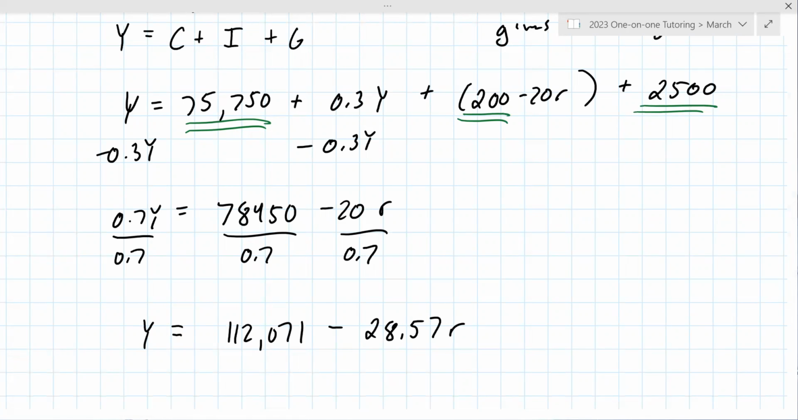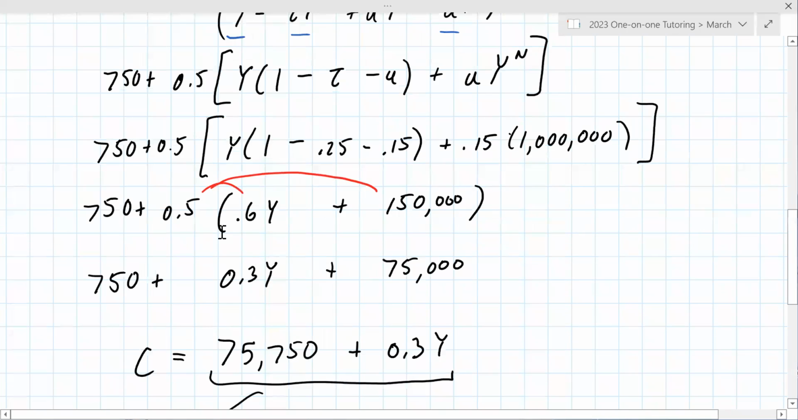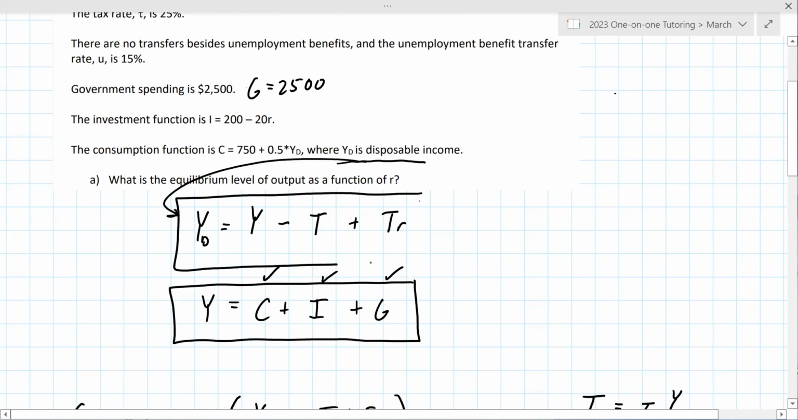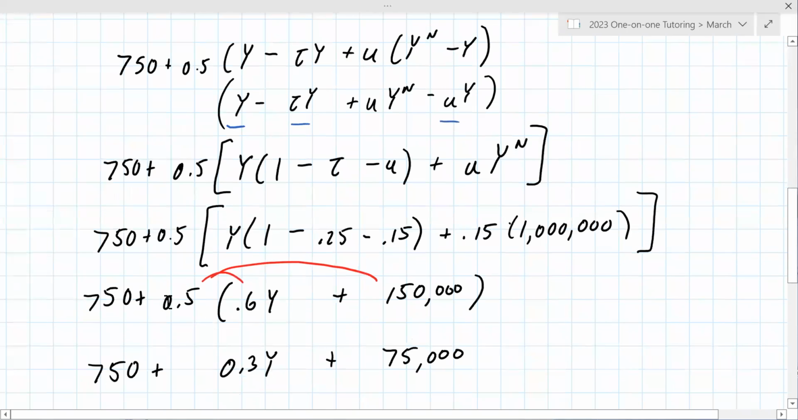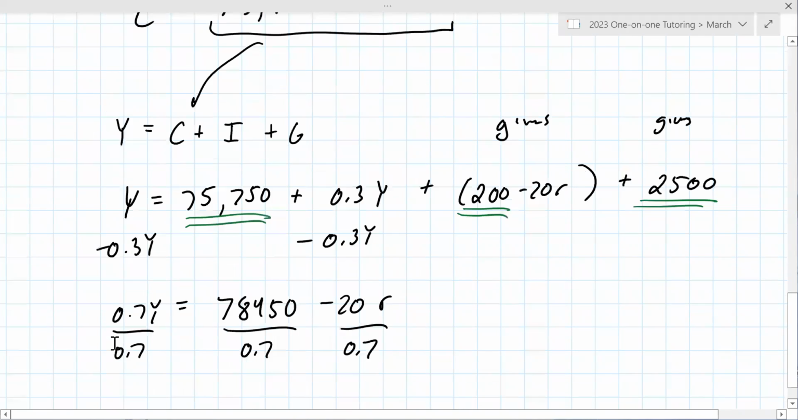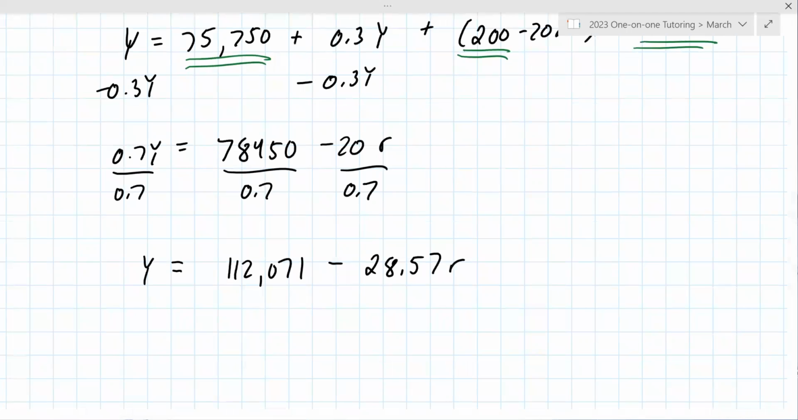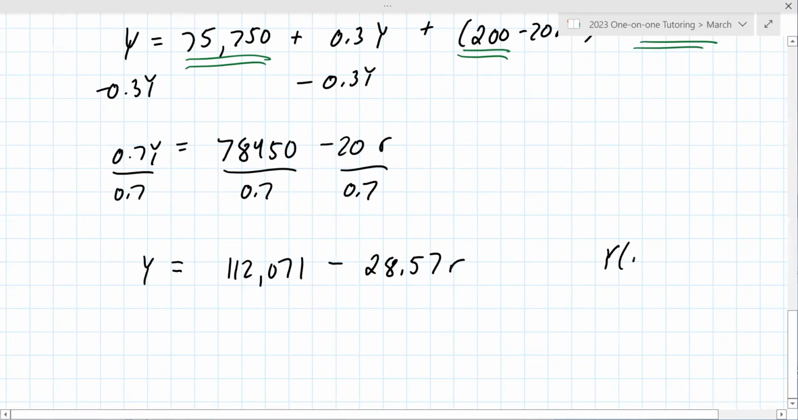One of the things I think would be worth doing here again is really knowing, okay, that's an equation, that's an equation, and maybe not redoing all the steps, but redoing enough of them to where you feel like you can reproduce this. Because it is asking for a function. It says, what is the equilibrium level of output as a function of r? They're asking for y as a function of r. We now have that. Got it. Okay.